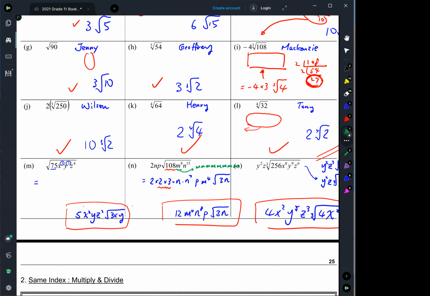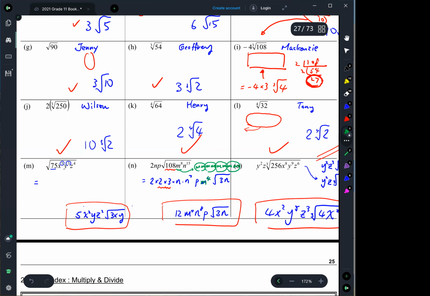We need 2 m's together, right? Pairs. So we get 1 pair, keep going, 2 pair, 3 pair, and eventually 4 pair, and then there's nothing left. Make sense? Okay, so that's why you have m to the 4 on the outside.